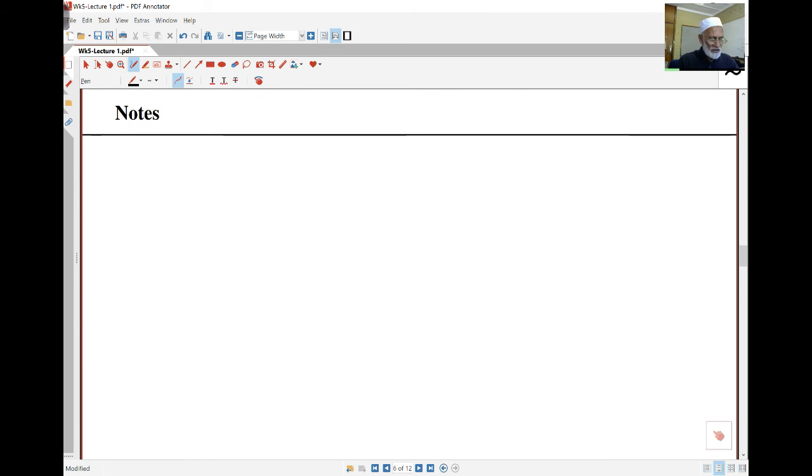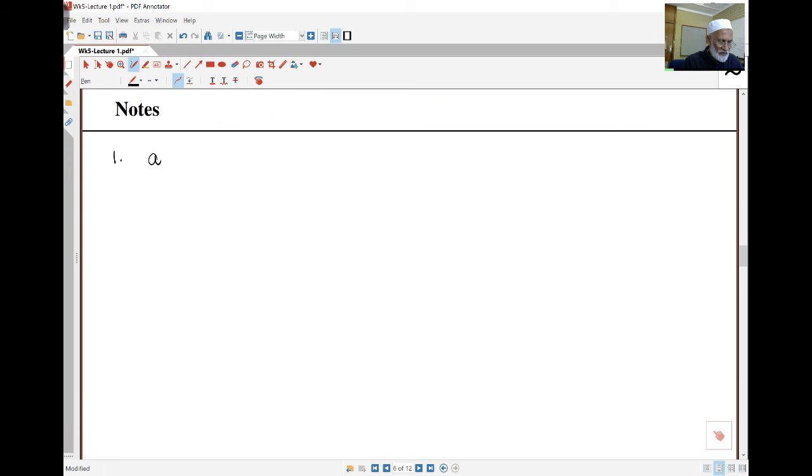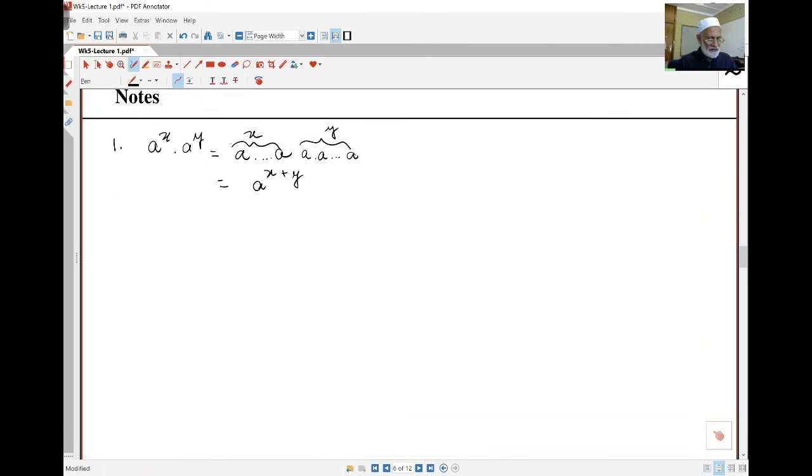So here, the notes essentially work out how these laws actually work. Take a look at the first one. It said the first law was a to the x times a to the y is a to the x plus y. If I just write this down in full, I get a times a, x times, and then I have another a times a, but this time y times. So altogether I've got x plus y a's there, and that's why it becomes a to the x plus y.